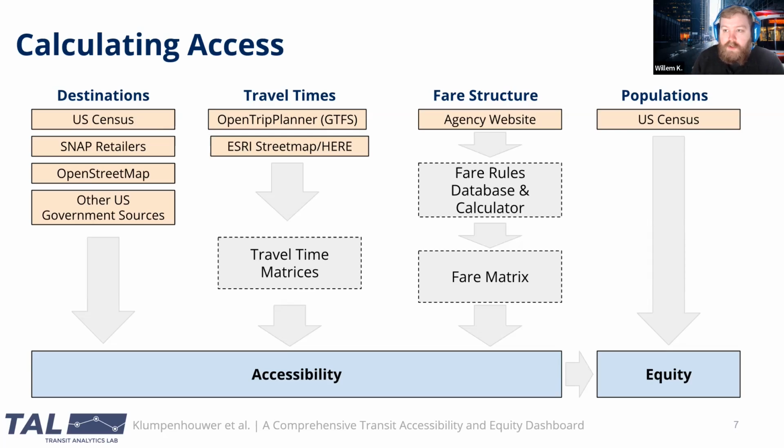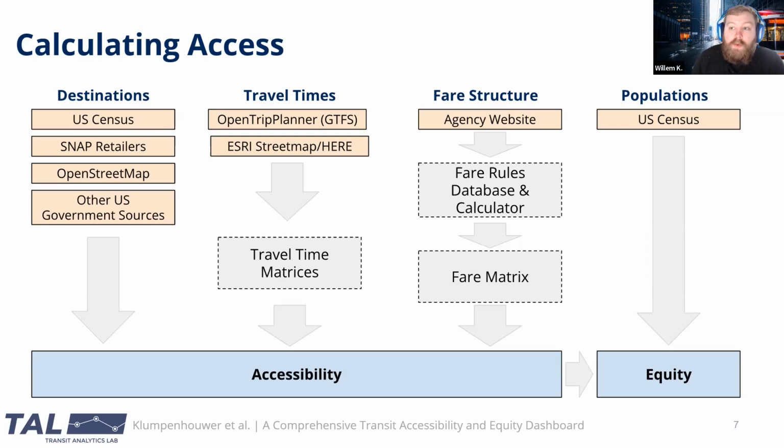So we pulled opportunities for all sorts of different categories from the U.S. Census. We looked at the food stamp program for grocery stores and SNAP retailers to sort of show access to food stamp retailers. We pulled some information directly from OpenStreetMap. So I believe the parks data that you see is pulled from OpenStreetMap, as well as some other US government sources on educational institutions and healthcare facilities as well.